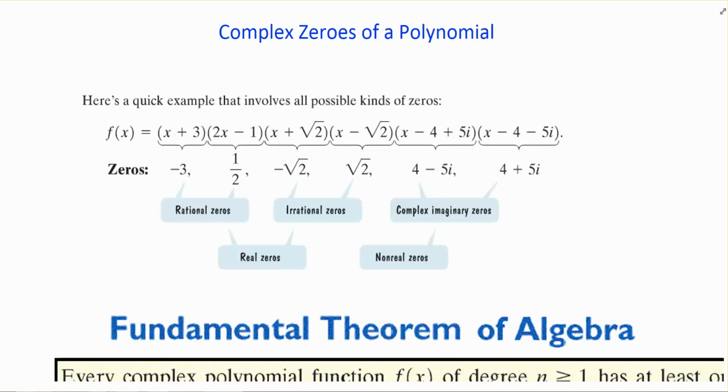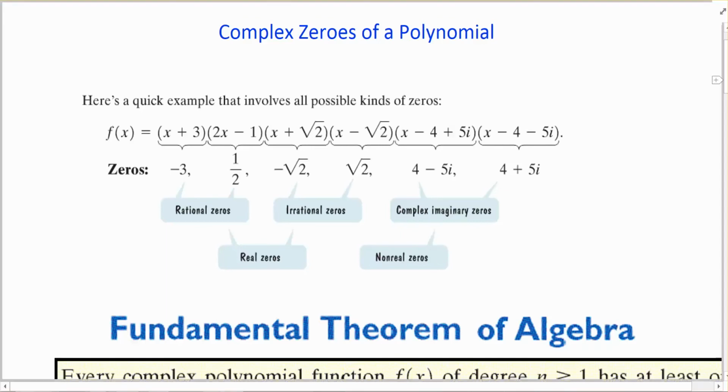So we've looked at finding the real roots of a polynomial, but we know from experience when we even factor a quadratic equation that we can come up with imaginary or complex numbers. So how do we handle complex zeros of a polynomial? Well, that's what we're going to talk about in this video.